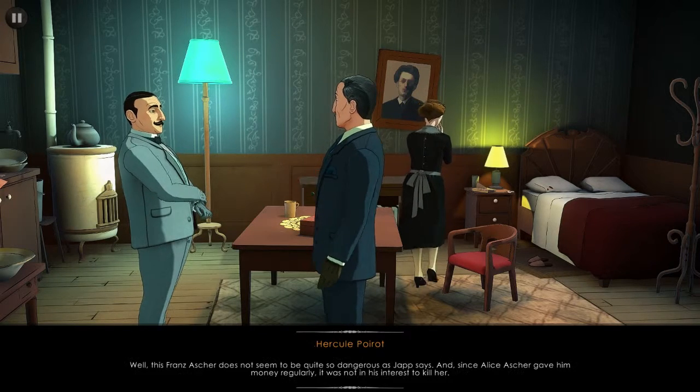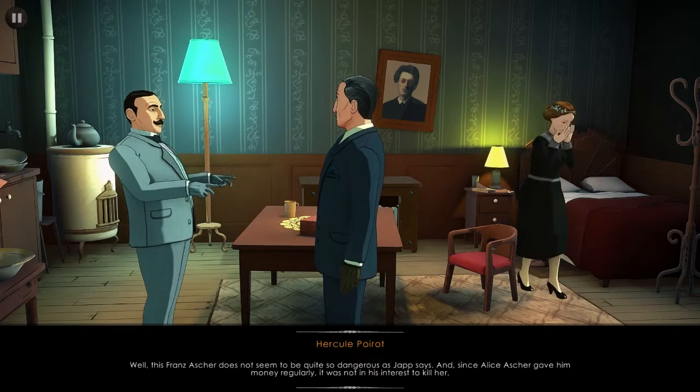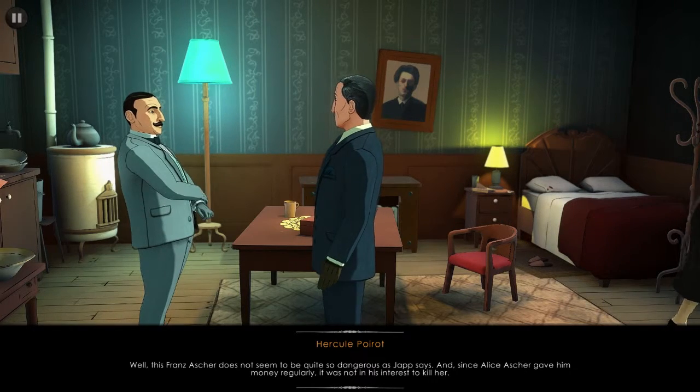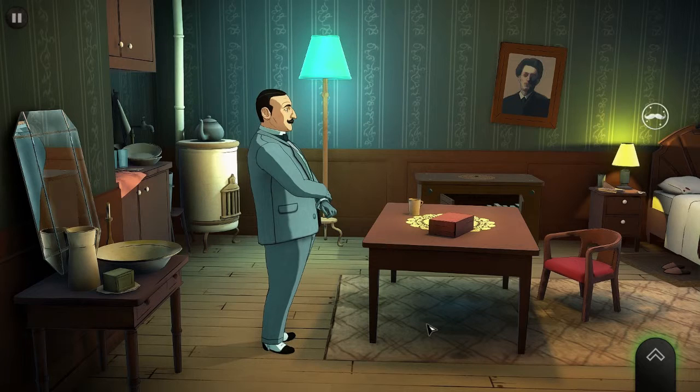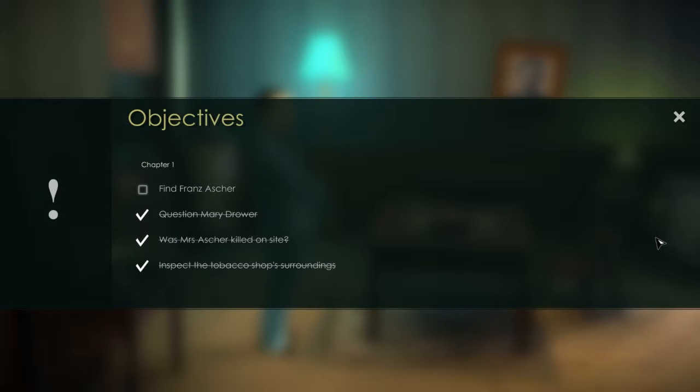My pleasure. Well, this Franz Asher does not seem to be quite so dangerous as Jab says. And since Alice Asher gave him money regularly, it was not in his interest to kill her. So her husband probably isn't the killer either. I don't think there is any reason to observe anything more in here, since I already have done so. Let's take a look at the exclamation mark, or the objectives. Find Franz Asher. So that's the objective at hand.